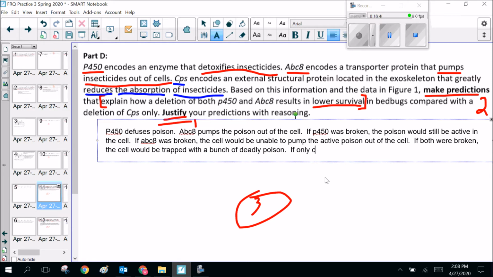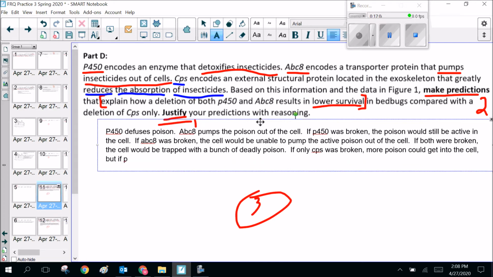Okay, if only CPS was broken, now let me go back and resume what I was thinking about with CPS. I said that CPS reduces the absorption, it doesn't stop it, it just reduces the absorption effectively. If only CPS was broken, more poison could get into the cell. But if P450 and ABC8 were still active, they could diffuse and pump the poison out of the cell. And boom, we're done.